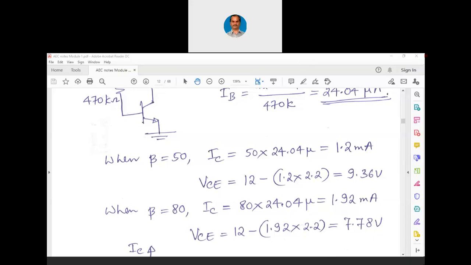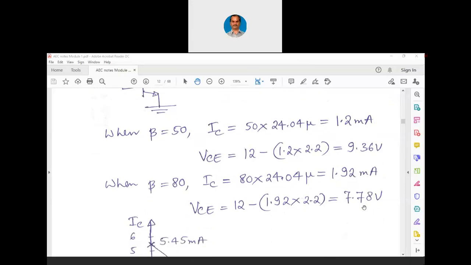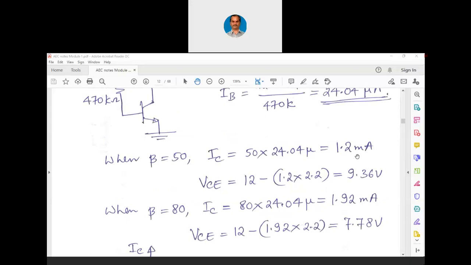But Harshita has given the voltage as 9.34 for the earlier one. That is correct. For the second one, it is 1.92 milliampere and 7.78 volts. Now look at this and find out what went wrong. The thing that went wrong in this design is that beta can be different. When beta can be different, the Q point itself is different.